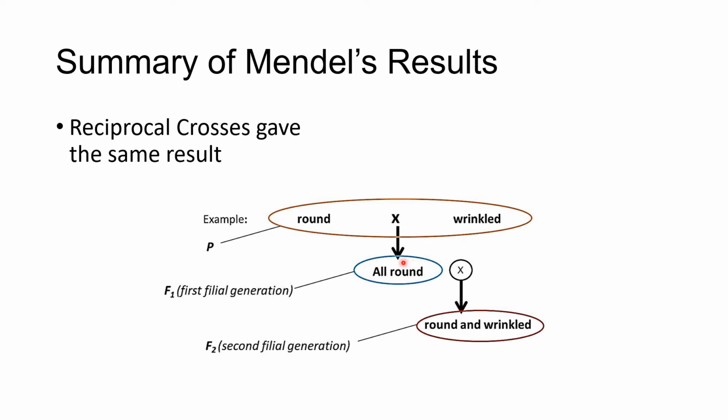Now, sa reciprocal cross, binaliktad mo. Itong round na to is yung female parent na, and then yung wrinkled is yung male parent. Ganon pa rin yung result, all round pa rin. So yun yung reciprocal crosses gave the same result. Kahit pag baliktarin mo pa yung male and female, kahit yung round mo is male and then yung wrinkled is female, all round pa rin yung lalabas. Pag yung round mo is female, yung wrinkled mo is male, all round pa rin yung lalabas. So yun yung sinasabi doon sa reciprocal crosses. It will give the same result.